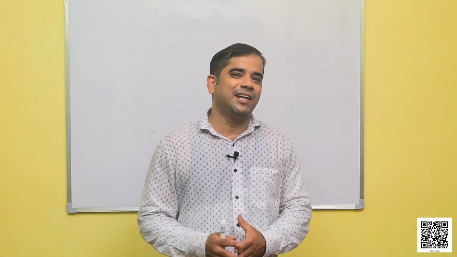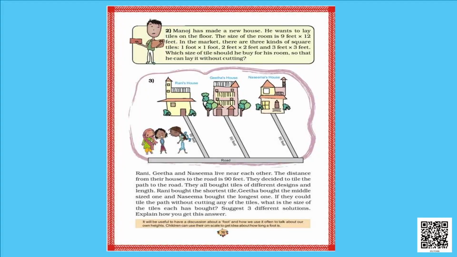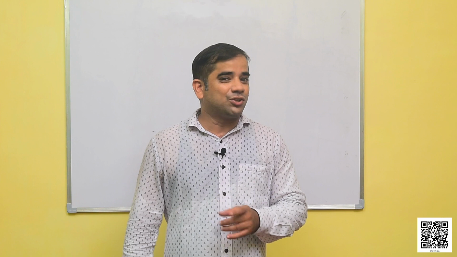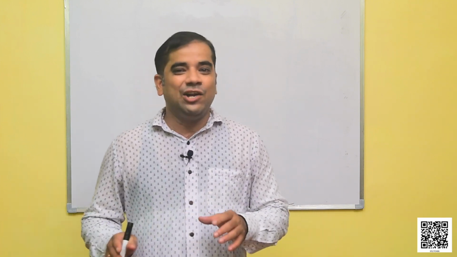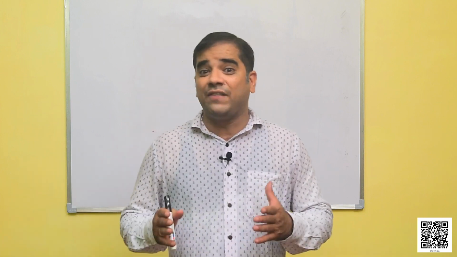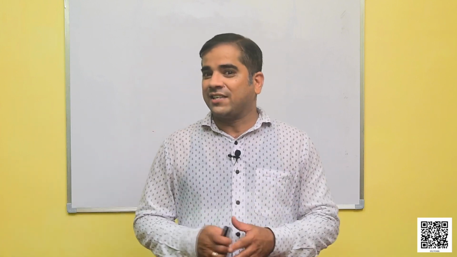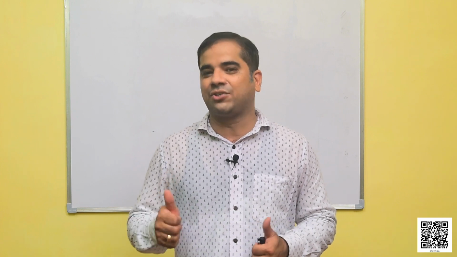The last question is all about Rani, Geeta and Nasima. I am not going to give the solution for this because I hope you have understood the concept in the previous question, and I am sure that you all can do the sum very easily without any difficulty. So this is a homework. I hope you all can solve this problem, and you will be happy enough if you can solve it by yourself, because sometimes it is good to do it by yourself, isn't it?